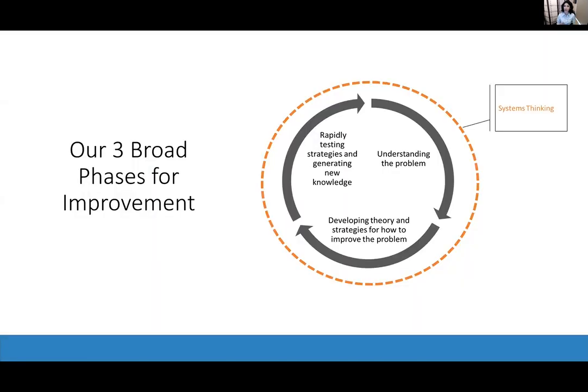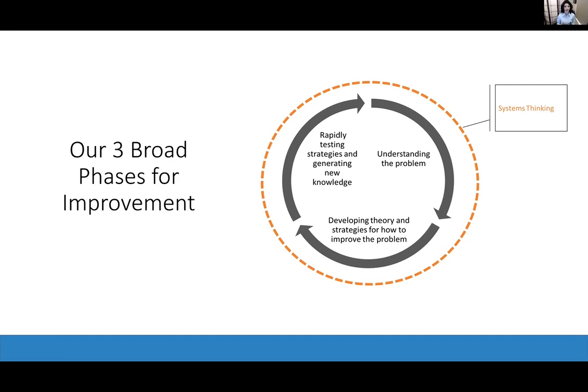We'll kick off, like we always do, with a reminder of our three broad phases of improvement science. First, we need to identify and understand our problem before we jump to solutions. Next, after we gain an understanding of the problem, then we can develop a theory and strategies for how to improve the problem. Then we want to engage in plan, do, study, act cycles of inquiry to rapidly test our strategies and generate new knowledge and learnings that can help us continue to understand and improve upon our problem.